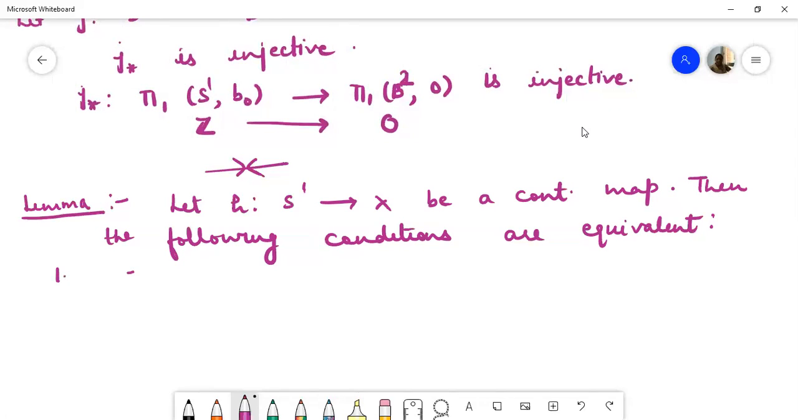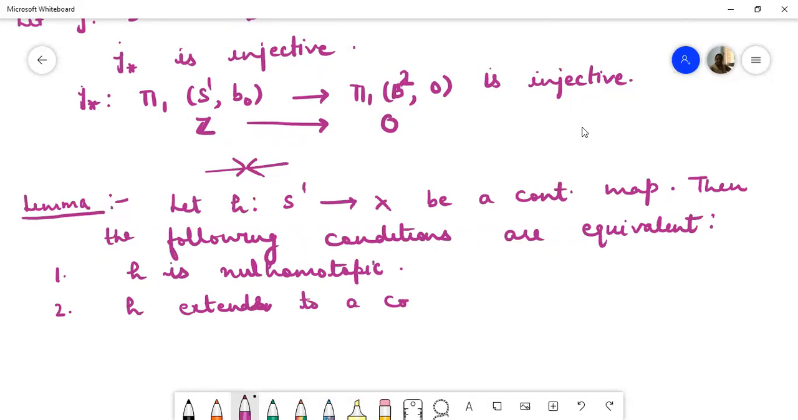The first condition is H is null homotopic. Null homotopic means a map which is homotopic to a constant map. The second condition is H extends to a continuous map K from B2 to X. H can be extended to a continuous map K whose domain is B2.